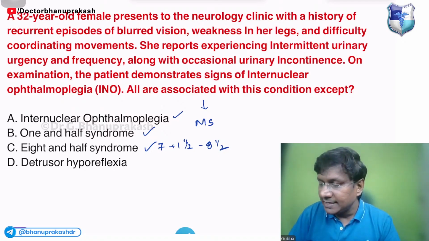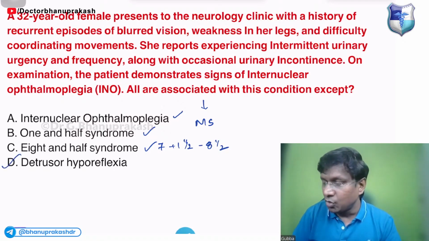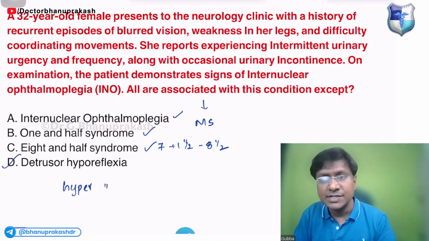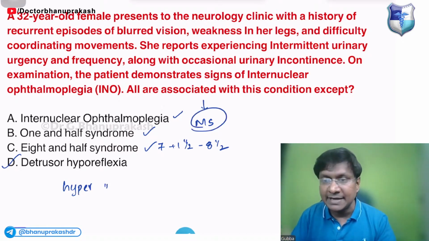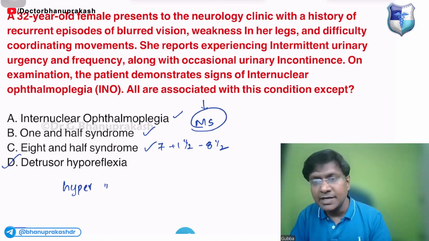Okay, and they will not have detrusor hyporeflexia. What they will have is detrusor hyperreflexia. That's a very, very important point. Patients with multiple sclerosis will have detrusor hyperreflexia, not hyporeflexia.